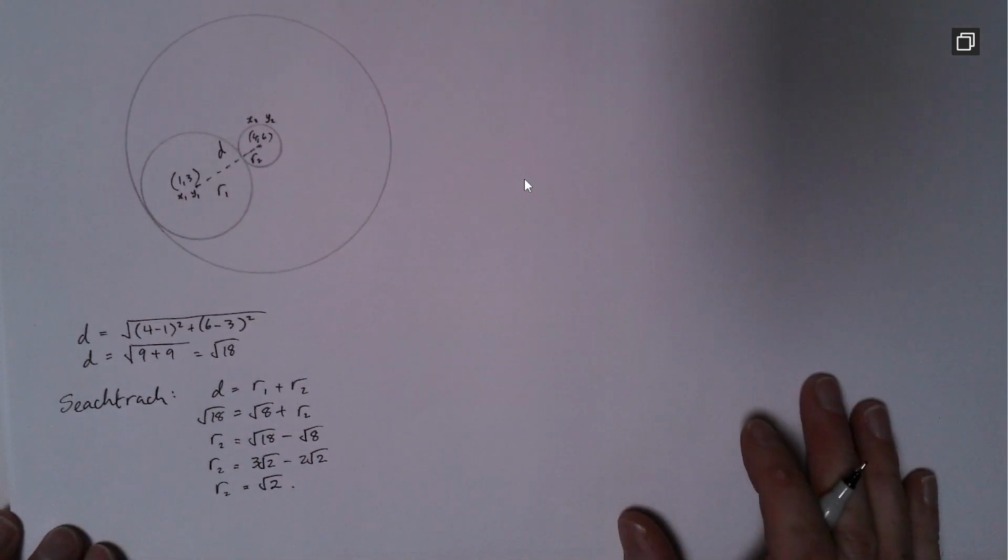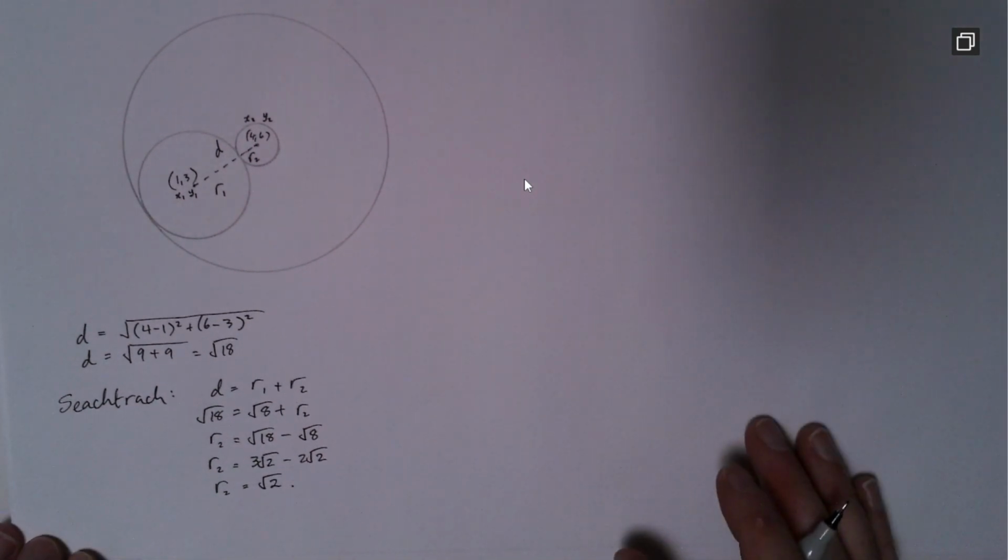So then we put that into the equation of the circle: x minus k squared plus y minus j squared equals r2 squared. And there's your first equation of the circle.